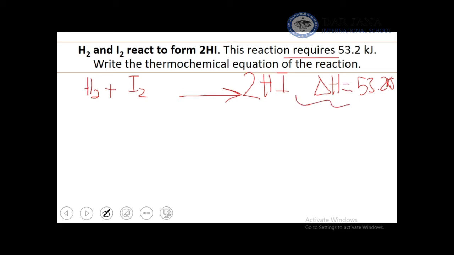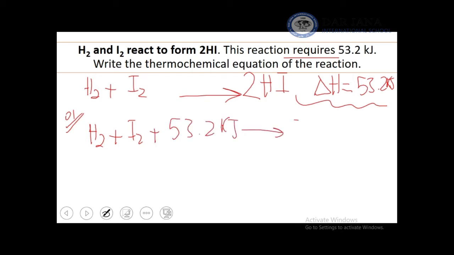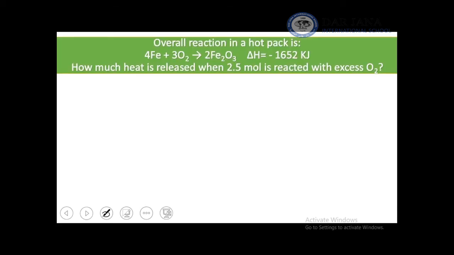We can write the energy in the reaction itself, but because it's an endothermic reaction, it comes with the reactants. If it's an exothermic reaction, we write it with the products. So here we can write this equation like H2 plus I2 plus 53.2 kilojoules gives 2HI. These two ways are correct, and both of them are called thermochemical equations. It's so important to know that when it requires energy, it's an endothermic reaction, so it's with the reactants. The energy will be added to the reactants. In exothermic, the energy will be with the products, and delta H will be a negative value.